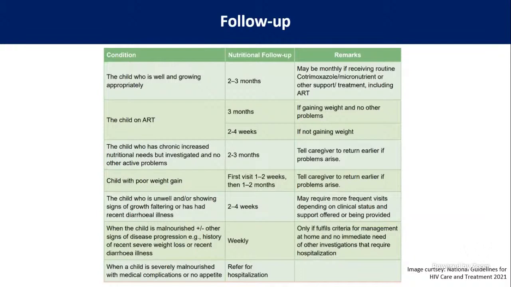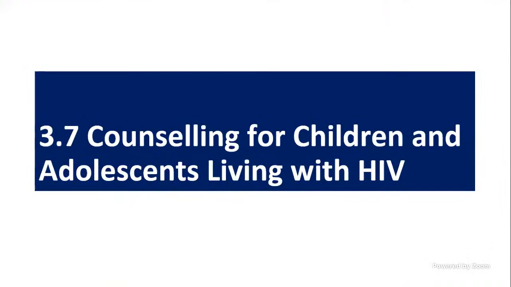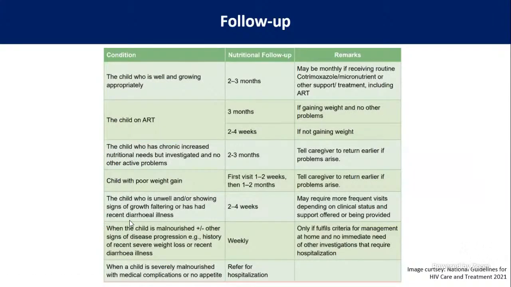So any child who's doing well, whose appetite improves, who's showing a steady weight gain, one can do a 3 monthly follow-up. Anything apart from that would require a more frequent visit and a re-evaluation. And as I said, a child with severe acute malnutrition definitely requires hospitalization. Next slide, please. So that is all from my side. And if there are any questions, I can take them here.